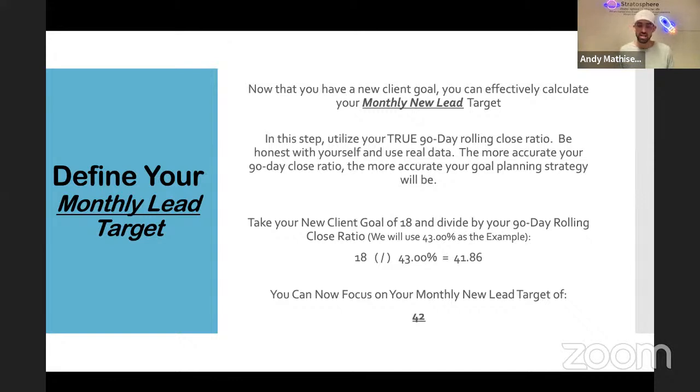So if I do 18 divided by an example of 43%, if someone's doing a 43% close ratio, we can do better on that side, but that's not part of the process today. Let's just use that for numbers' sake. 18 new clients divided by the 43% close ratio equals 41. So that means I need to now go get 42 leads this month in order to write 18 clients. Fairly self-explanatory. So you can do your own math there.